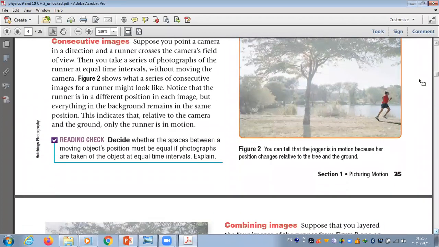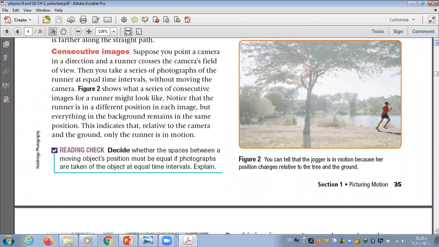Consecutive images. Suppose you point a camera in a direction and the runner crosses the camera's field of view. Then you take a series of photographs of the runner at equal time intervals without moving the camera.